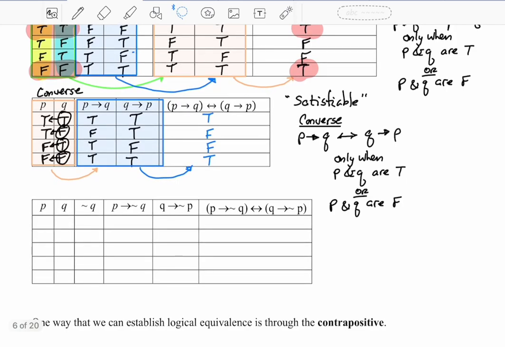But then we have the contrapositive. Now, if you looked ahead to the next page, you'd see there's actually a law of contrapositives. So this has got to be a pretty important one. All right, so it's the same setup.